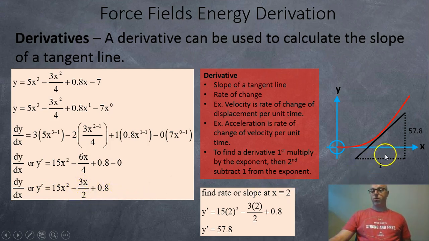So if we want to go to 2, where 2 is located right here, and find out what the slope is at that point in time, it would be 15 times 2 squared, subtract 3 times 2 over 2, plus 0.8. There would be a slope of 57.8. So that's how you take a derivative.